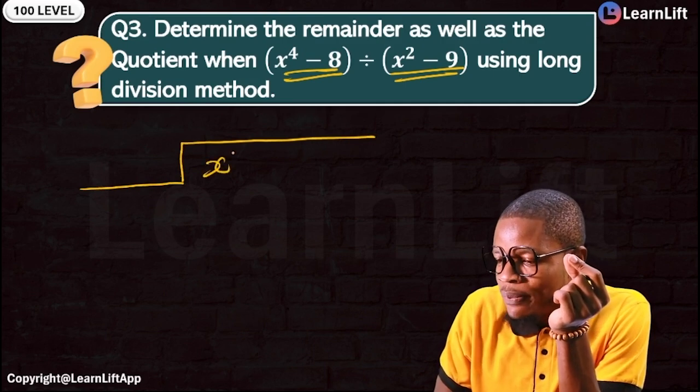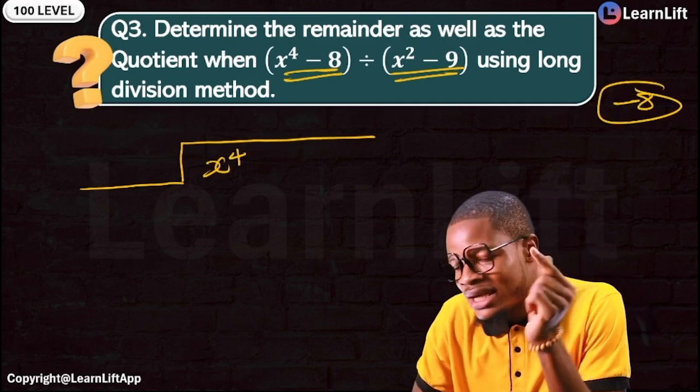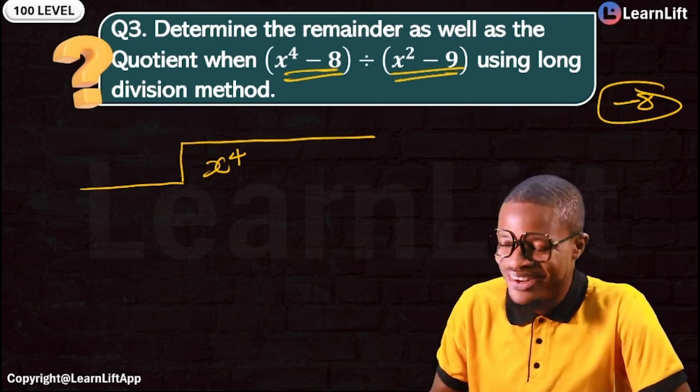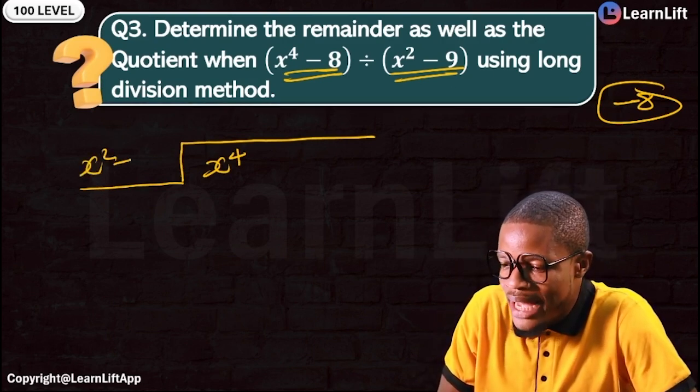This is x raised to the power of 4. Common wisdom will tell us that minus 8, we go keep on one side. We go use it later. You will see the reason now. Now, this divisor there is your x squared minus 9.